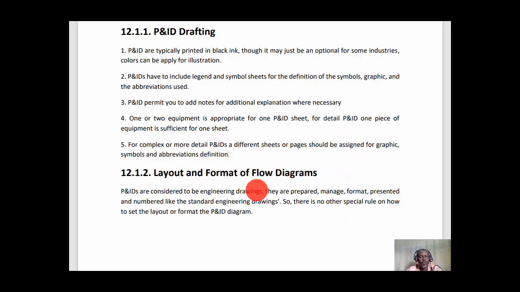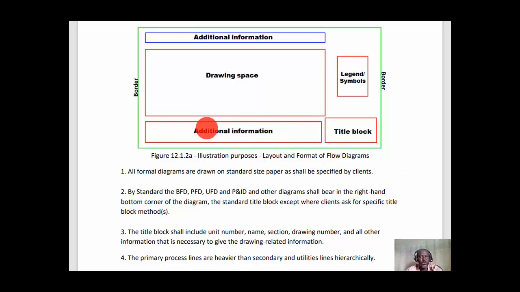Layout and format of flow diagrams. P&ID are considered to be engineering drawings. They are prepared, managed, formatted, presented, and numbered like the standard engineering drawing. So there is no other special rule on how to set the layout. Find here the layout and format of a flow diagram.